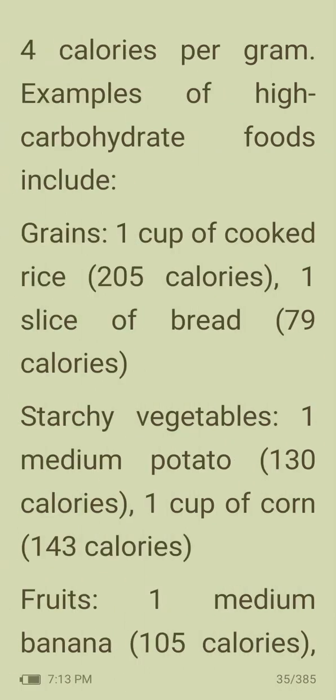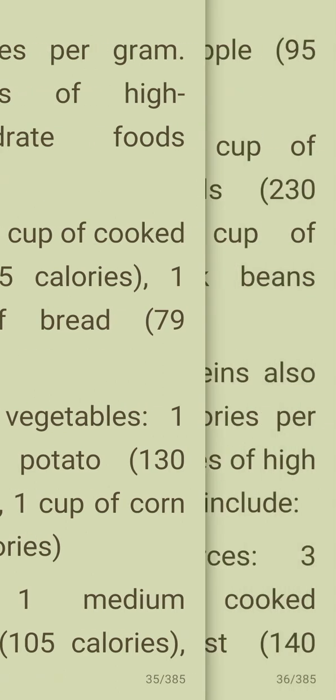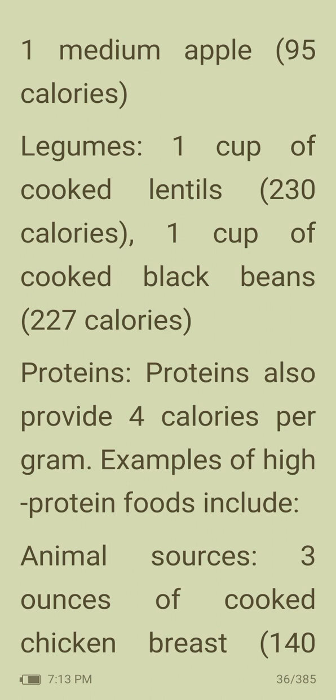Carbohydrates provide 4 calories per gram. Examples of high carbohydrate foods include grains: 1 cup of cooked rice, 205 calories. 1 slice of bread, 79 calories. Then starchy vegetables: 1 medium potato, 130 calories. 1 cup of corn, 145 calories. Then fruits: 1 medium banana, 105 calories. 1 medium apple, 95 calories. Legumes: 1 cup of cooked lentils, 230 calories. 1 cup of cooked black beans, 225 calories.